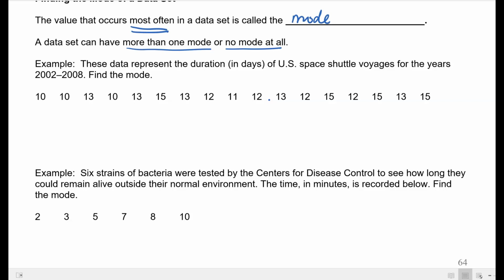In this example, we have a couple of numbers that repeat. I'm noticing that 10 repeats, 12 repeats, 13 repeats, and 15 repeats. I'm just going to use tally marks here. It looks like 10 repeats 3 times. Oh, I didn't list 11, it occurs once. And 12 repeats 1, 2, 3, 4 times.